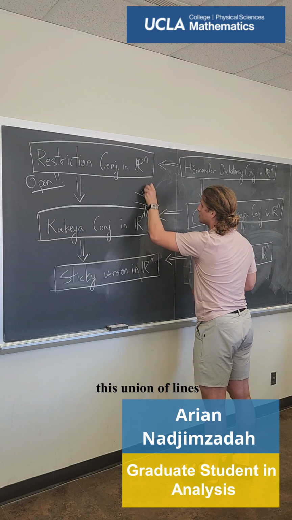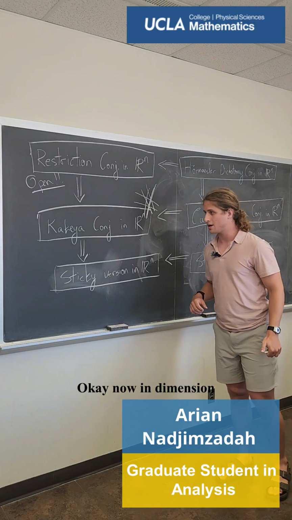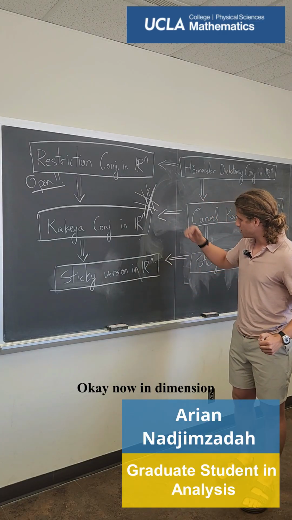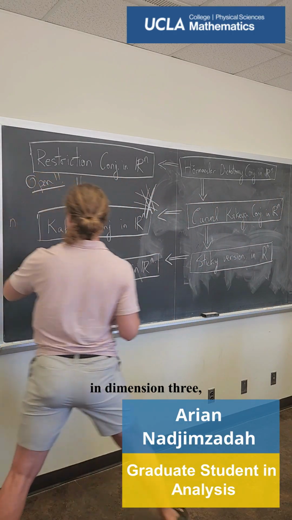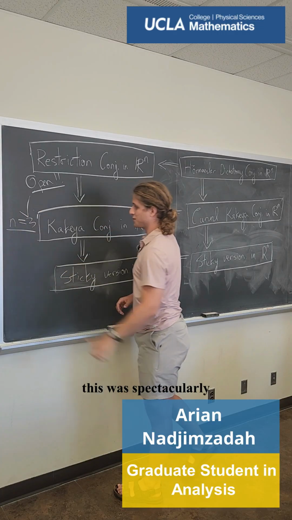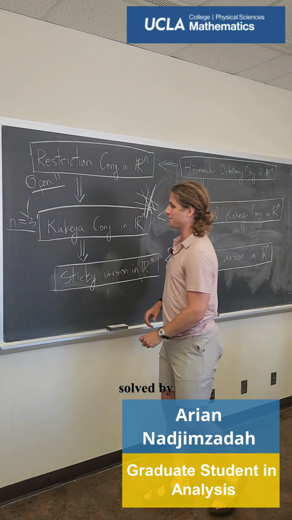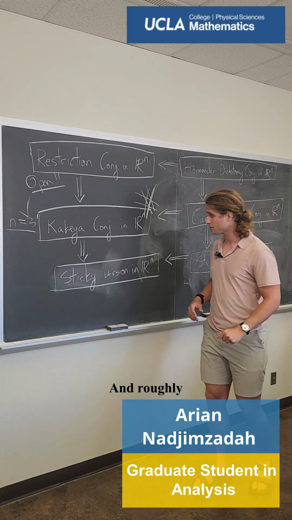This union of lines, all in different directions. Okay, now in dimension 2, this has been known for a while. In dimension 3, this was spectacularly solved by Hong Wang and Joshua Zahl.